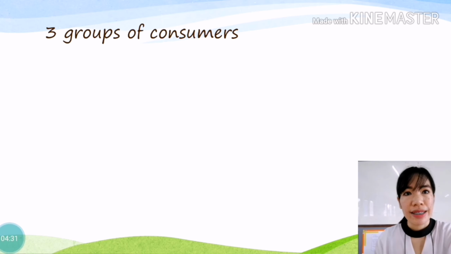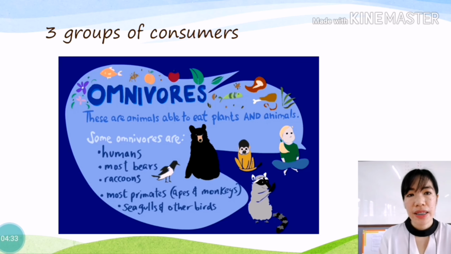The next group is omnivores. These are the animals that can eat plants and animals. Some omnivores are humans, so we can be considered as omnivores. Most bears, raccoons, most primates, we have apes and monkeys, seagulls, and other birds. Those are the three groups of consumers.